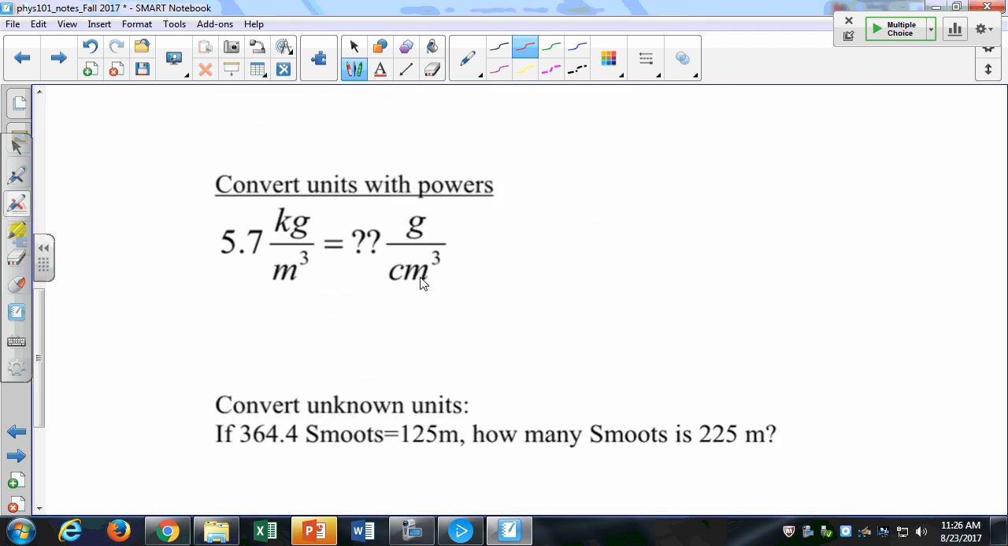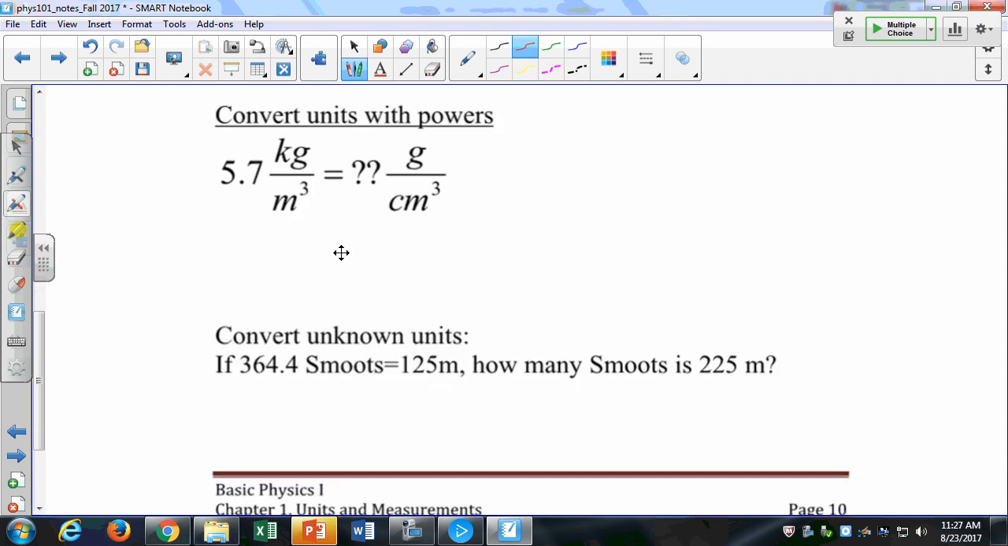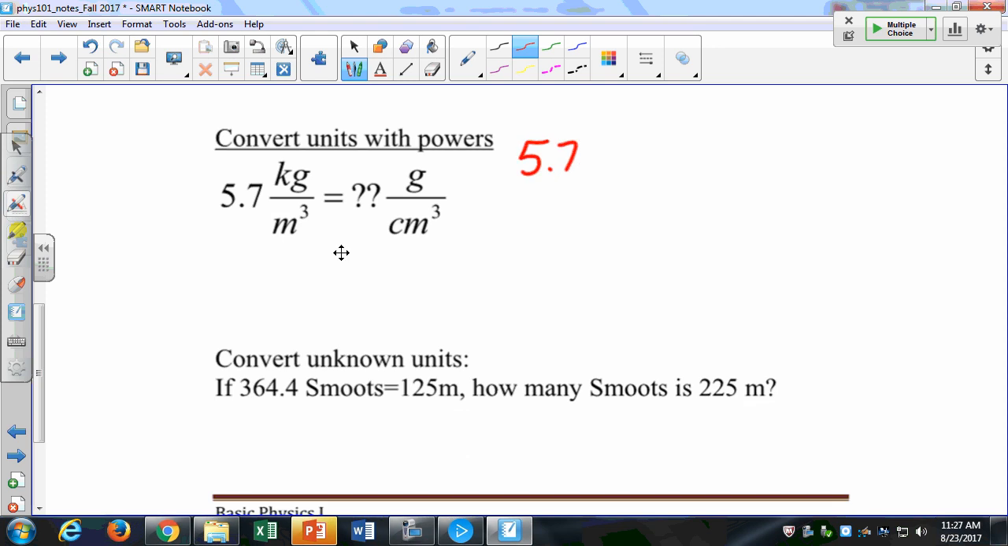Converting units with powers, you'll probably have a question on the test where you have to do just this. It's just straight up, what is this in these new units? So for example, let's say I want to convert 5.7 kilograms per cubic meter to grams per cubic centimeter. So there are now 2 conversions that I want to do. These are within the metric system. I'm going from kilograms to grams and meters to centimeters. But I also have this pesky little cube in here, which is going to make it a little more complicated. So we'll do a similar thing. I would say 5.7 kilograms per cubic meter.